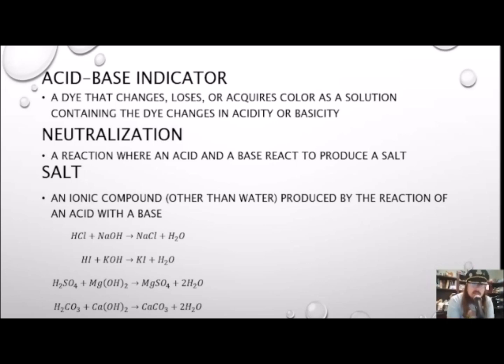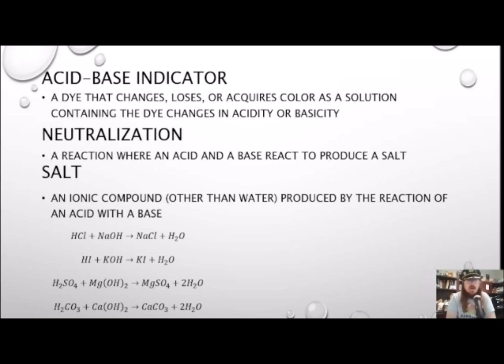Now, most acid-base reactions are an example of neutralization reactions, which is a reaction where acid and base will react to produce a salt. And a salt, well, we've seen salts before. A salt, in this case, is defined as an ionic compound, other than water, that is produced by reaction of acid and base. There are many different examples. We can have hydrochloric acid mixed with sodium hydroxide, and it produces sodium chloride salt, just basically table salt, and water.